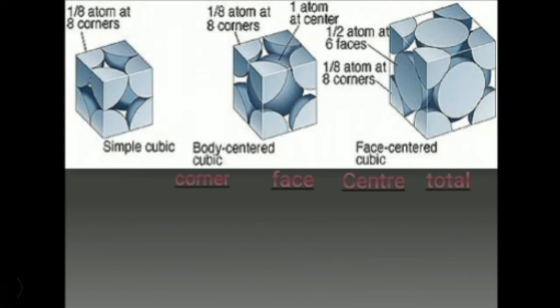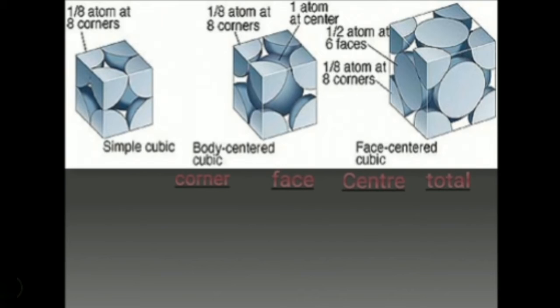Next, the body center. The same applies here. The 8 corners will be giving 1/8 of the contribution, wherein the central atom can give you one whole contribution. As I told you before, this will be touching all the 8 corners. Henceforth, it is totally one whole atom. There are no halves, there are no quarters. So this gives you one whole atom.